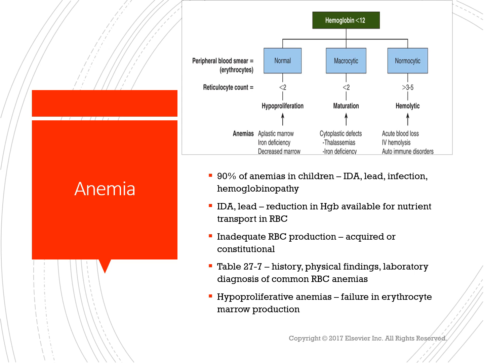And then table 27-7 on page 638 in your book talks about what you would see in the history, the physical findings, and your laboratory diagnosis of the most common red blood cell anemias. And it gives you those treatment options. If we have a hypoproliferative anemia, this is a failure in the erythrocyte marrow production. So just keep that in mind as well.